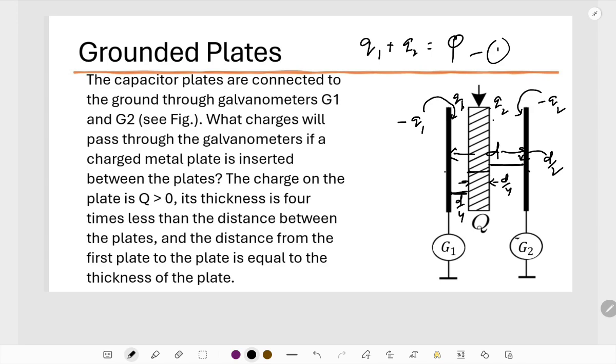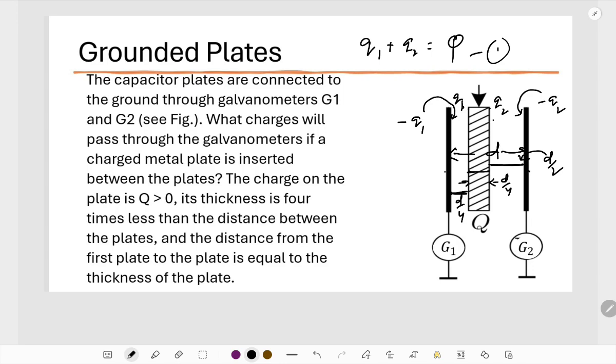And so there will be no charge on the outer sides of the plates. I'm telling you, no charges will appear on the outer sides of the plates. Negative charges will come from the ground to the inner sides of the plates, equal in magnitude and opposite in sign to the charges on the corresponding sides of the metallic plates.